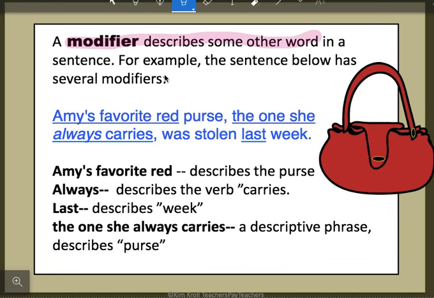So for example, the sentence below has several. Amy's favorite red purse, the one she always carries, was stolen last week. Well, Amy's favorite red is a piece of the sentence that is just describing the purse. It's adding extra information that we don't actually need. Always is just describing how frequently she carries it. Last describes which week we're talking about. And the one she always carries is a whole descriptive phrase that's describing the purse further. So a modifier is any kind of description that we don't really need that just makes the sentence more specific.